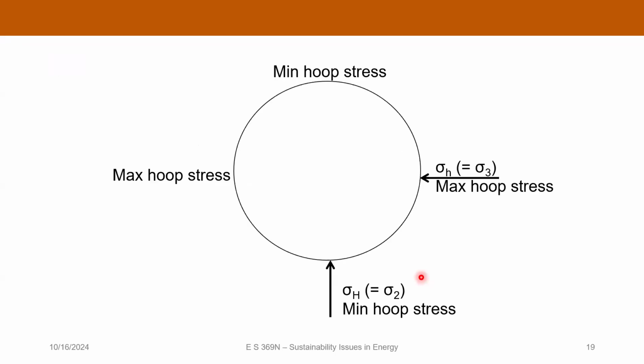So to summarize, that's where the maximum and minimum hoop stresses are. If we think about what type of failure is going to happen, we can figure out what direction the failure is going to be and what the value of the stresses are going to be when that failure occurs. Okay, so let's consider a tensile failure first.